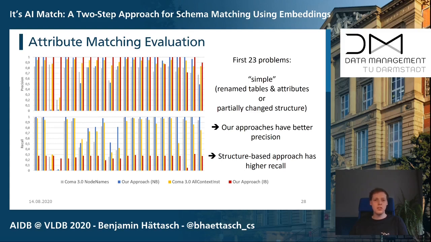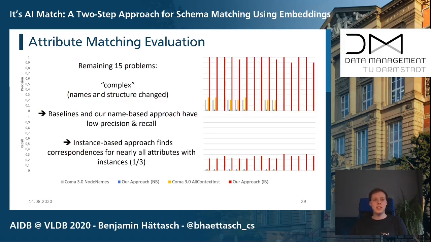And you can see that for the first 23 simple problems, which contained renamed tables and attributes or partially changed structure, but not everything at the same time, our approaches both have a higher precision than the baselines, and the structure-based approach also has a higher recall. When we now look at the remaining 15 more complex problems where the names and the structure changed, we can see that the baselines and our name-based approach have a very low precision and recall here.